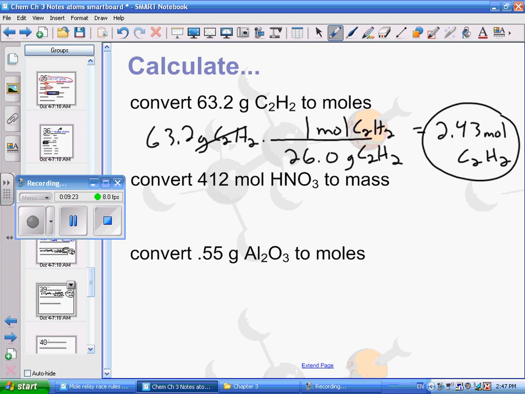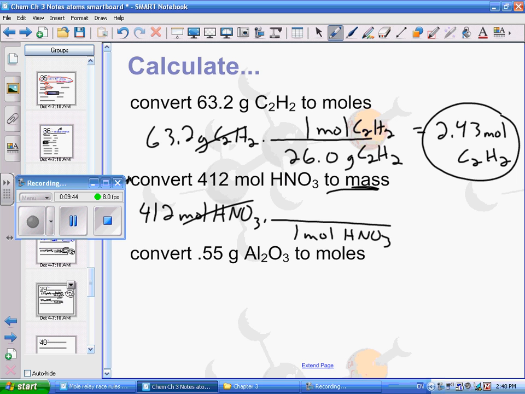Let's do another one. Let's do this second one right here. We're going to go 412 moles of HNO3, and I want to convert that to mass. So moles is here, so moles go on the bottom, and it's always 1 mole for now. And we want to go to mass, so that's grams of HNO3 on top.